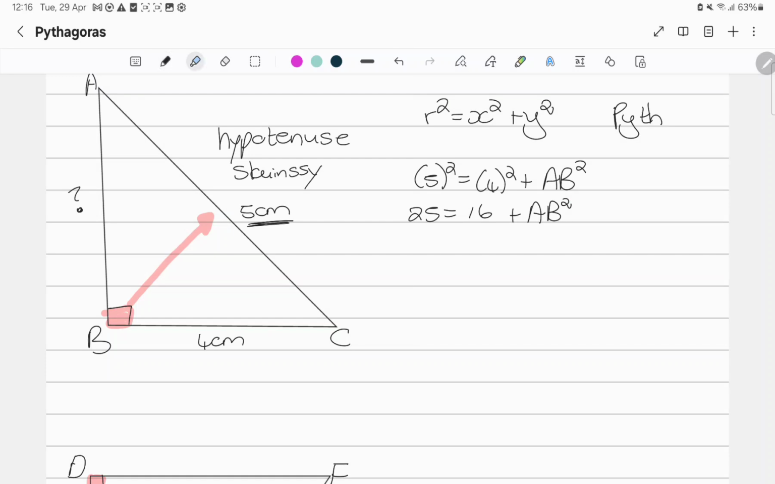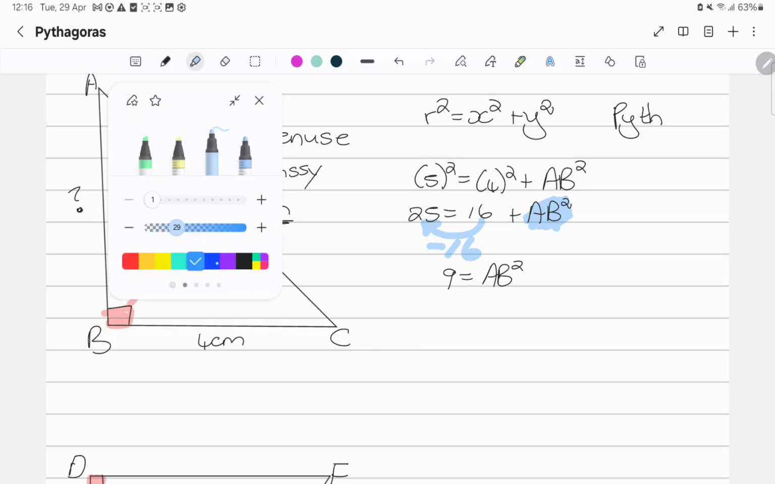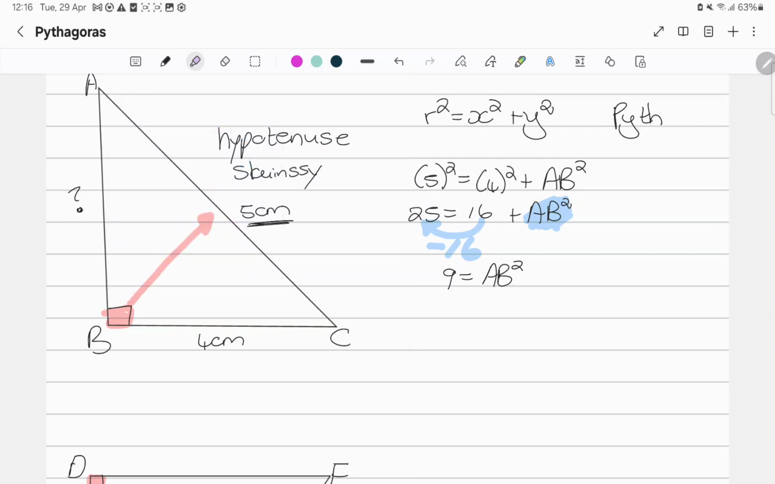I need to calculate AB. So to calculate AB, I need to get AB alone. The first thing I take over is my 16. My 16 is positive here, so if I take it over, it becomes minus 16. So then I have 25 minus 16, which gives me 9. But I'm not done yet, because I still have a square. So to get rid of my square, I'm going to take the square root on both sides. So then AB is equal to 3 centimeters.